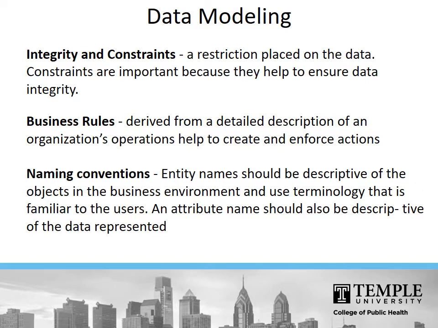Business rules. These are derived from a detailed description of an organization's operations that help to create and enforce actions. One example would be a business rule for a university that may say that a valid GPA can only be between 0 and 4.